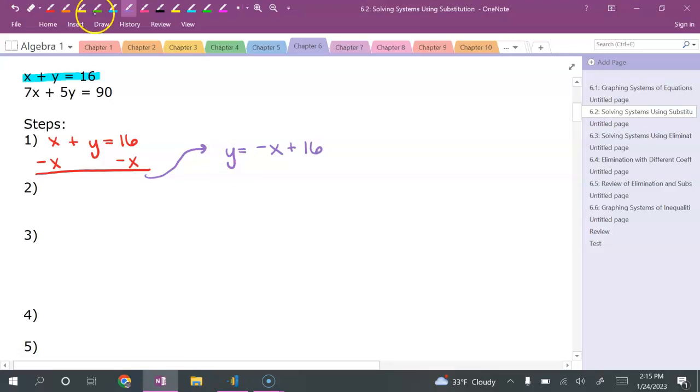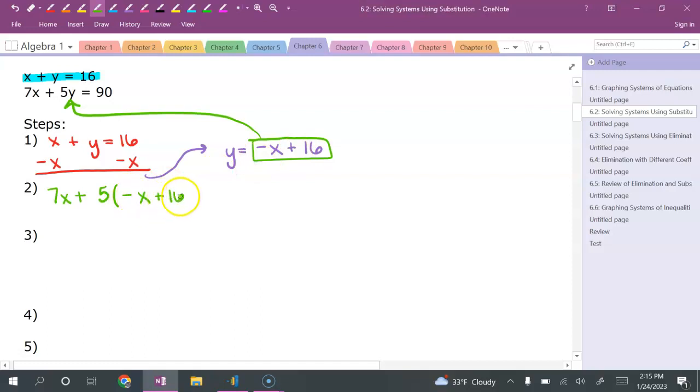Now what I'm going to do is take this portion. I'm now saying that y is the same thing as this negative x plus 16. So I'm going to take this and plug it in for y in the second equation, the equation that I haven't dealt with yet. So instead of it saying 7x plus 5y, it's going to say 7x plus 5, and instead of y, I'm going to put in that negative x plus 16. I put that in parentheses next to the 5, because I'm going to have to make sure that I take 5 times both of those pieces, and then set this equal to 90.